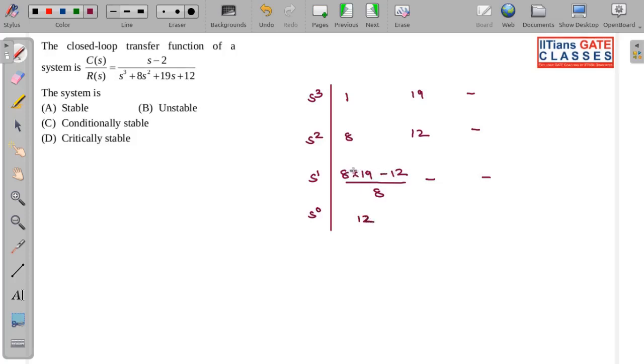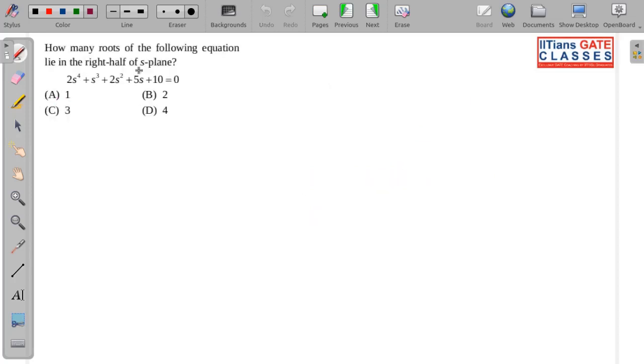So obviously this is going to be a positive number, even if you don't know how to solve. So it is totally okay. You don't need to solve this. So you can see over here that basically this will be a stable system. So option A is correct. So next question, how many roots of the following equation lie in the right half of S plane? So very quickly solve this.